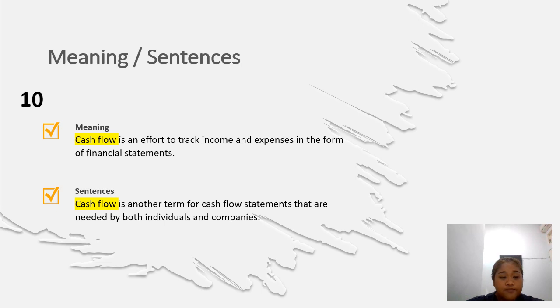Number 10. Cash flow is an effort to track income and expense in the form of financial statement. Sentences: cash flow is another term for cash flow statements that are needed by both individuals and companies.